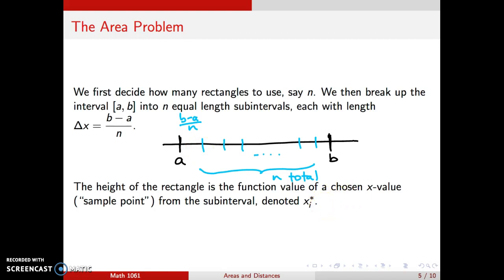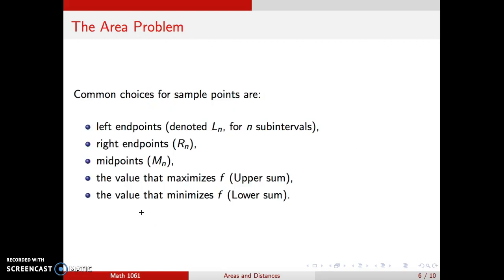So maybe something like this subinterval here, maybe I choose the point there. Whatever f of x is, that's going to give me my height. So I choose some point in the subinterval. The function value gives you the height. So that's what's called a sample point. So we got common options for sample points.